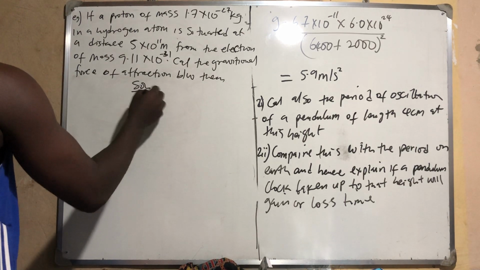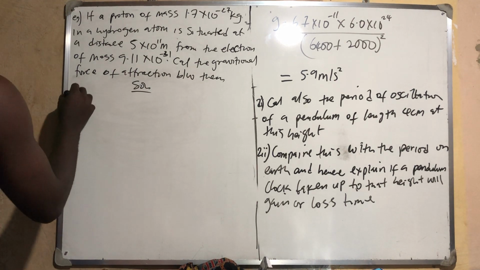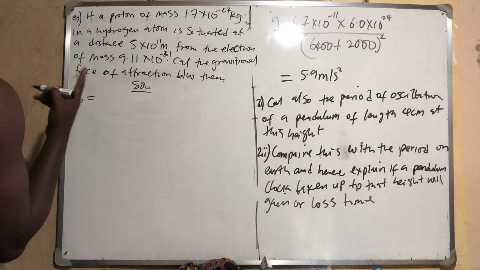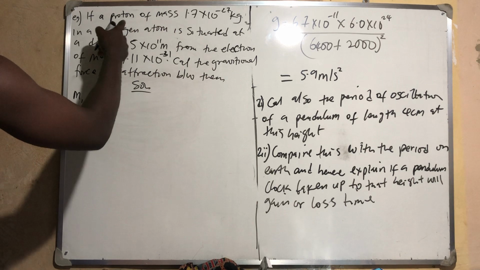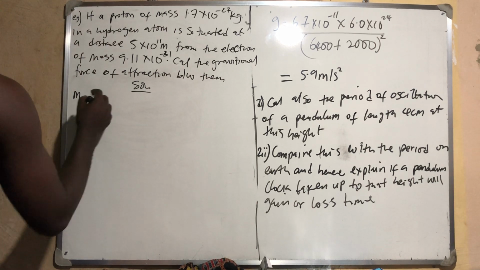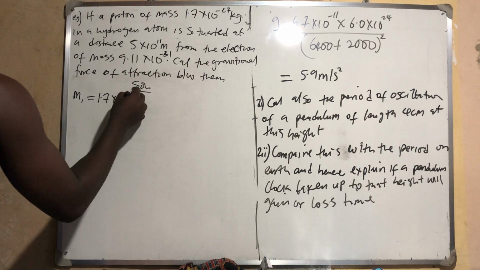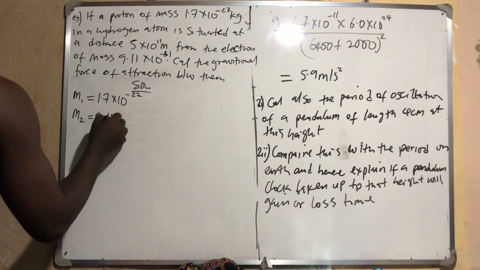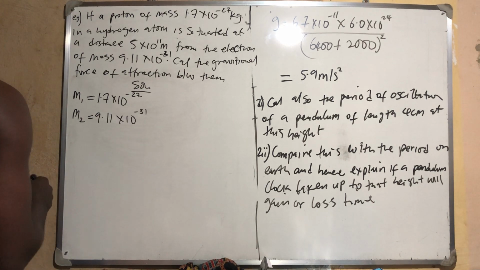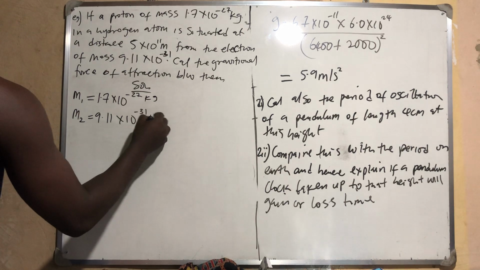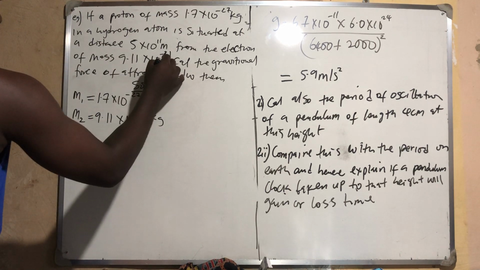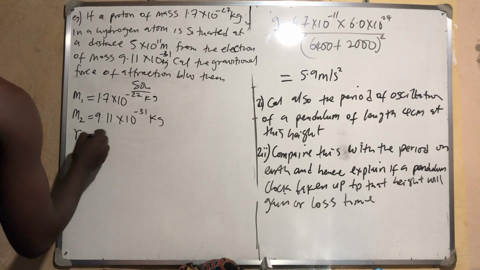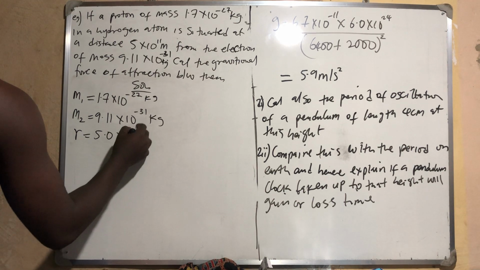Solution. The first thing they gave me is the first mass, that is the mass of proton. In fact, sometimes they don't give the mass of proton. They will just tell you that the proton is attracted to the electron. So you need to know that the mass of proton is 1.7 times 10 raised to power minus 27. And then they gave me the mass of electron, which is 9.11 times 10 raised to power minus 31 kg. So the next thing they gave me is their distance apart, r, which is 5.0 times 10 raised to power 11 meter.